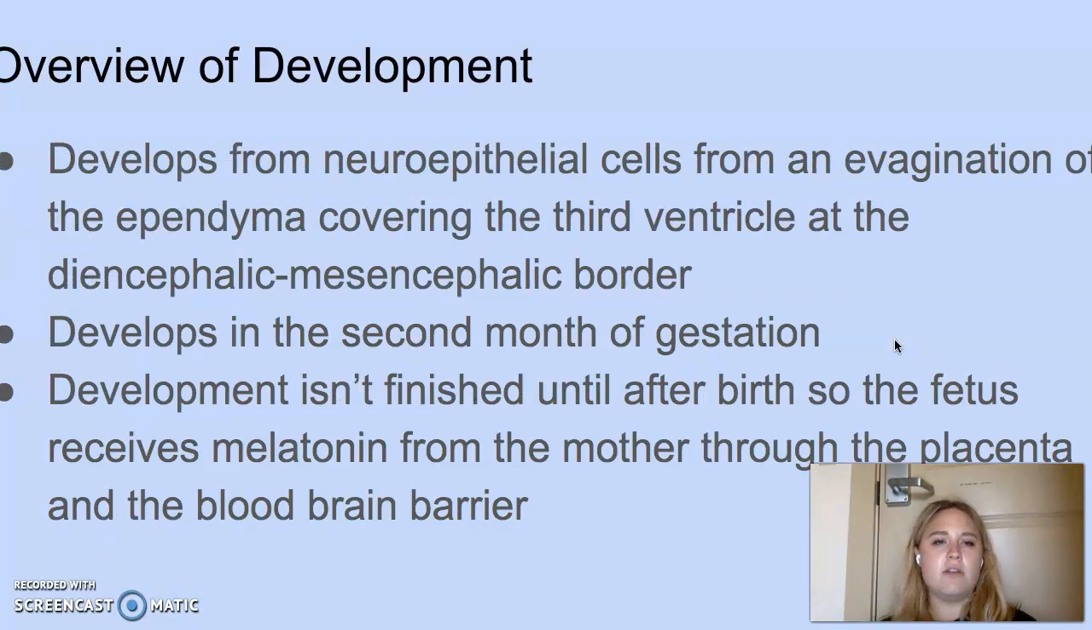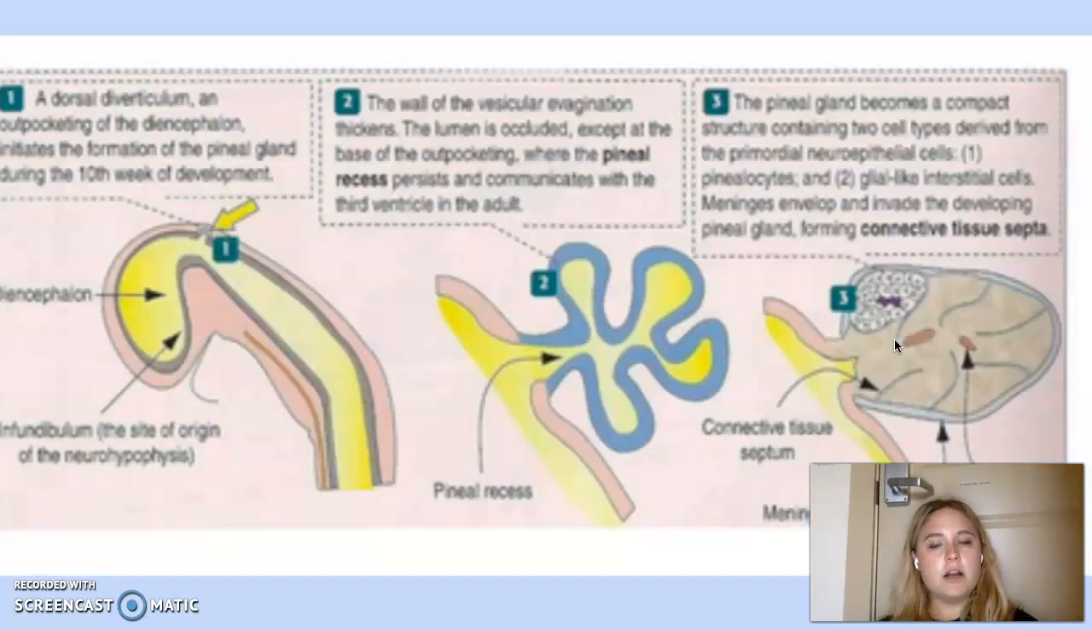The pineal gland develops from neuroepithelial cells, from an invagination of the ependyma covering the third ventricle at the diencephalic-mesencephalic border. It develops in the second month of gestation, and development isn't finished until the fetus is born. So while the fetus is still within the placenta, it receives melatonin through the placenta that is produced by the mother's pineal gland. So here is a photo showing the development of it.